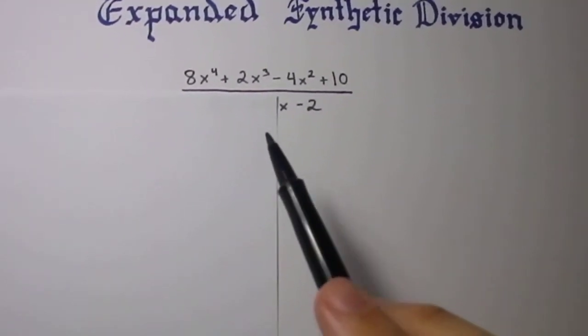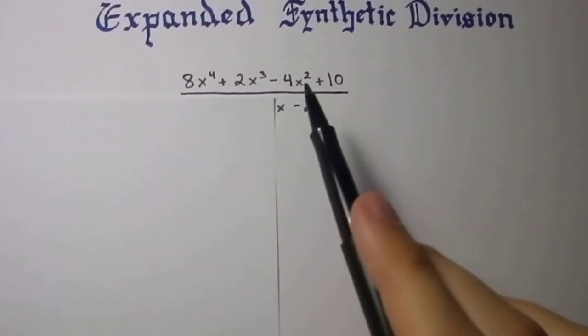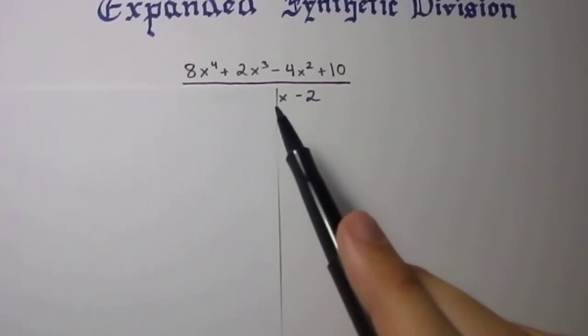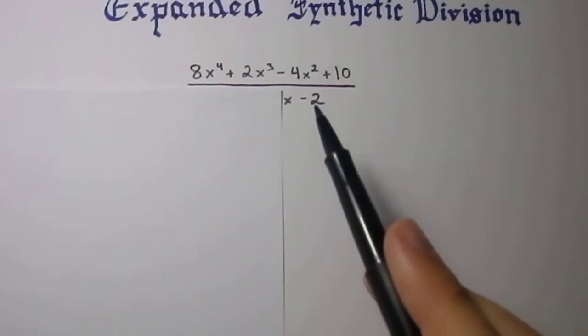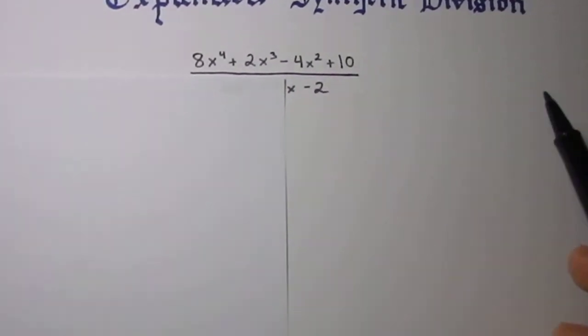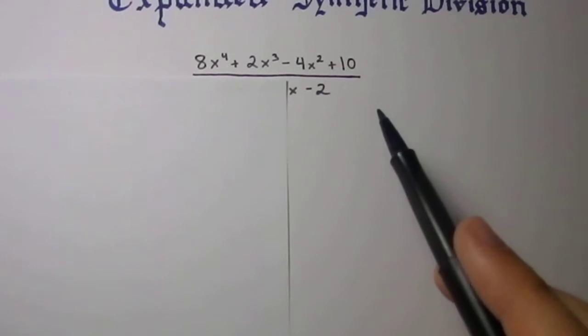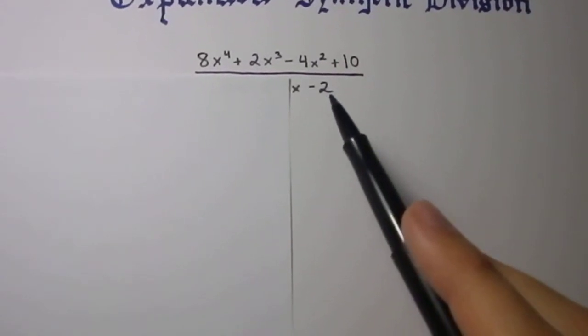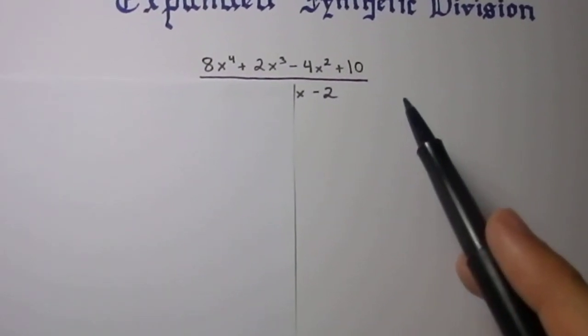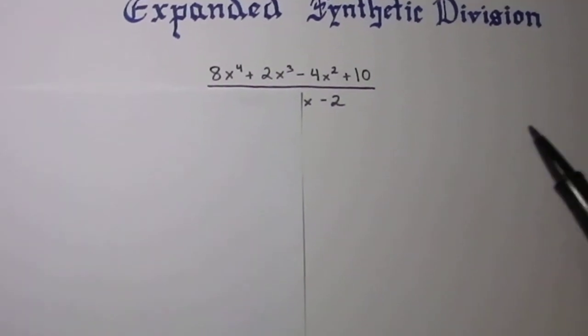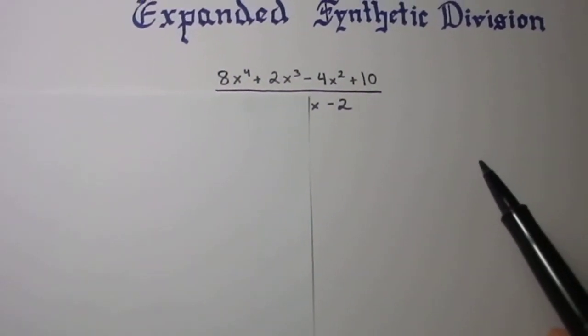As you know, if you have a polynomial in the numerator and a simple x minus 2 or x plus 5 as the divisor, you could write down all the coefficients, and in the pocket you would negate this negative 2 into a positive 2 and just do synthetic division. Otherwise you have to do the long division.